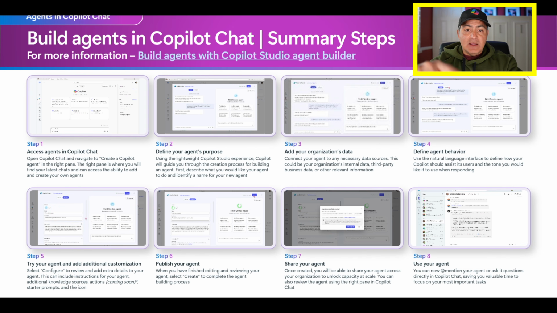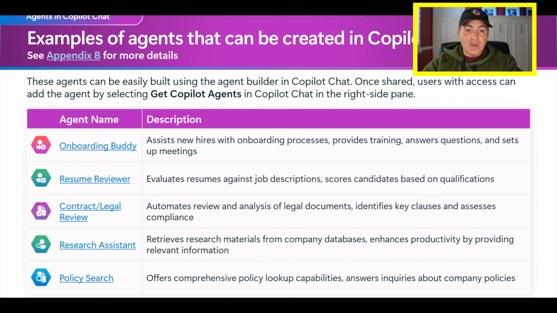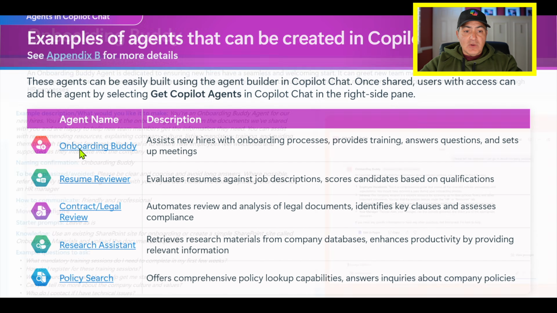And then the last slide in this section that I'll show you is that it talks about all the steps involved in building agents in Copilot Chat. So there are 8 steps. We'll be going over all these steps together in the rest of this video, but this is a great overview of really what's involved. Now, if I go back and select this onboarding buddy, there's additional details into how to actually build this onboarding buddy.